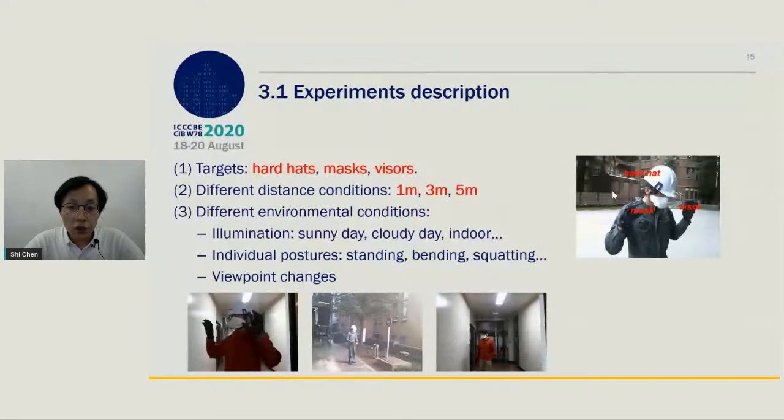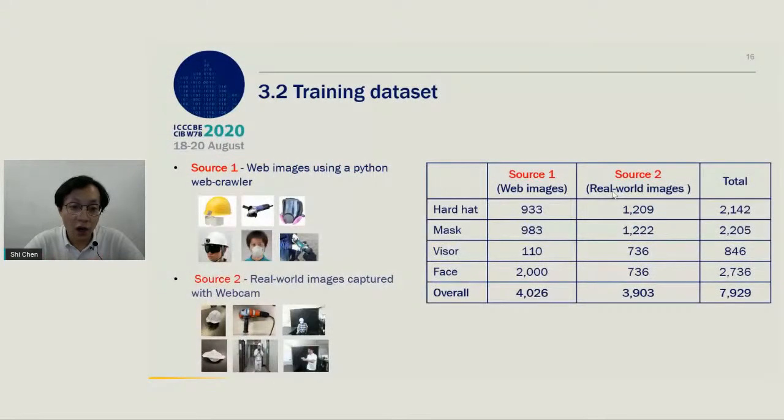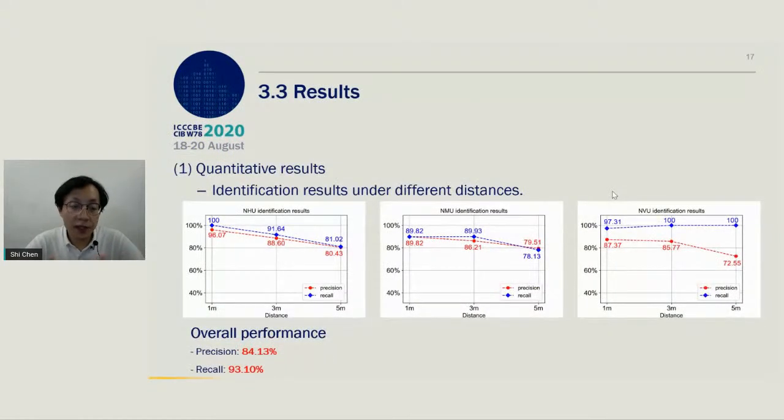To create the data set to train the object detection model, we collect this kind of 3D image from two sources, the web image and the real world image. And we labeled all these images and created a data set with around 8,000 images, and used this data set to train the object detection model for PPE recognition. After the model was trained, we performed experiments, and I will now show the results.